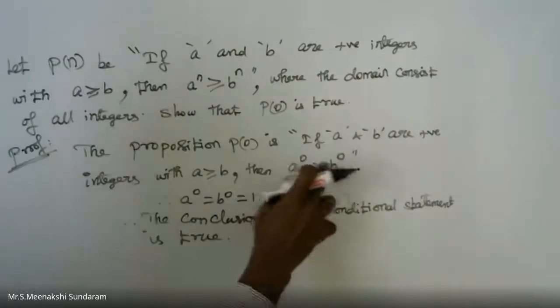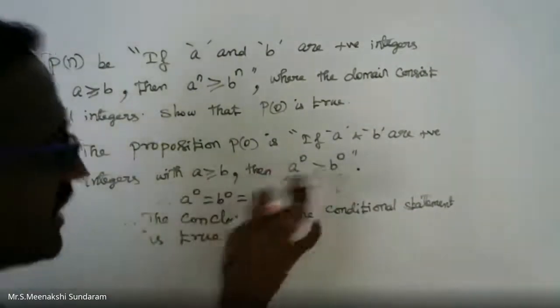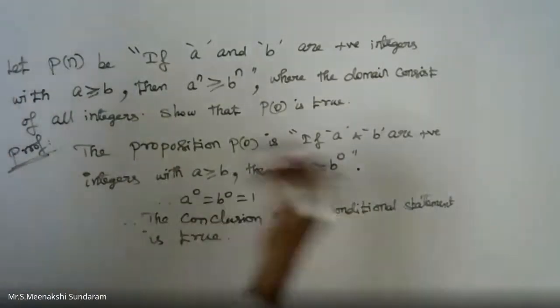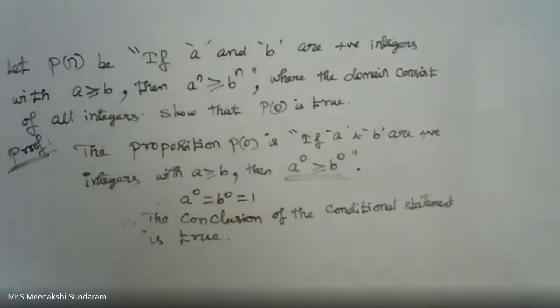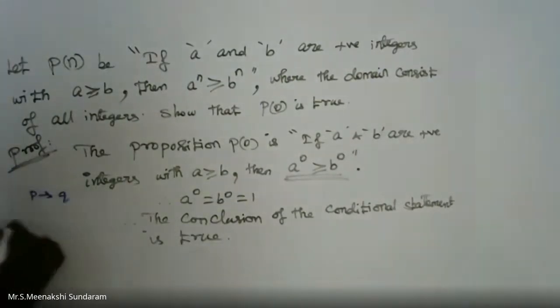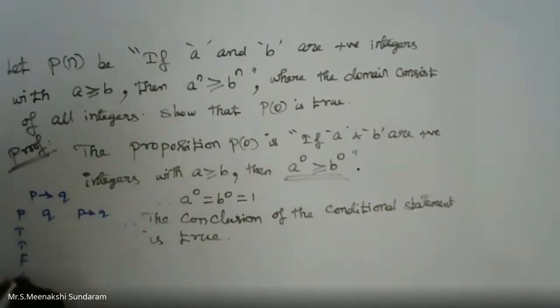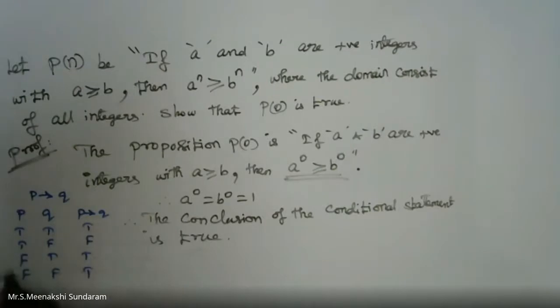The output is greater than or equal to, not strictly greater than. Strictly greater than would mean this is false, but with greater than or equal to, that's why it is true. Actually, we can take the conditional statement as P tends to Q, as I already told you. In the truth table for P tends to Q, the output is true, false, false, true: only one case is false, and the remaining are all true.